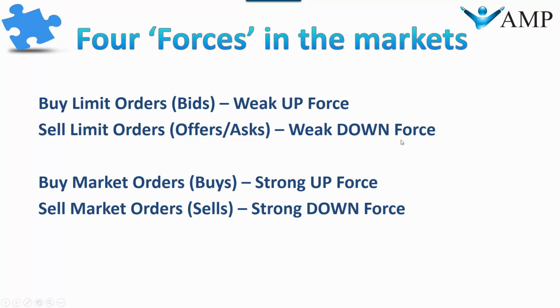Now, financial markets are four-way markets. In other words, there are four forces at play that impact overall direction. And these forces are buy limit orders or bids, which we call a weak up force. Sell limit orders, offers and asks, the weak down force. Buy market orders, we call buys, strong up force. And sell market orders, sells, strong down force.